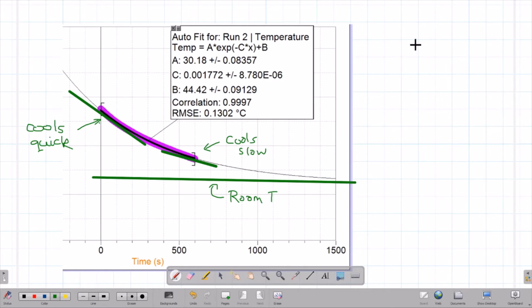Now let's look at the function. The function is for temperature in Celsius, and that is equal to 30 times e to the negative about 0.002 t plus 44.